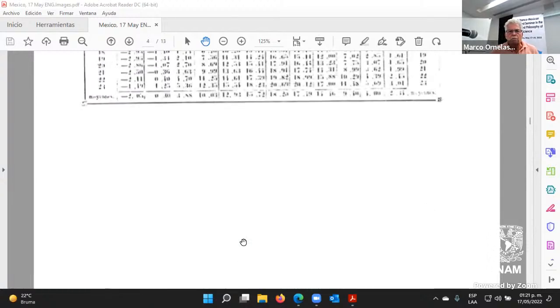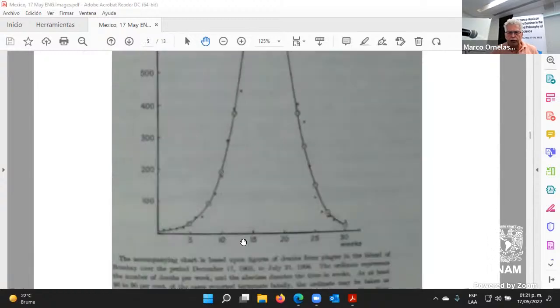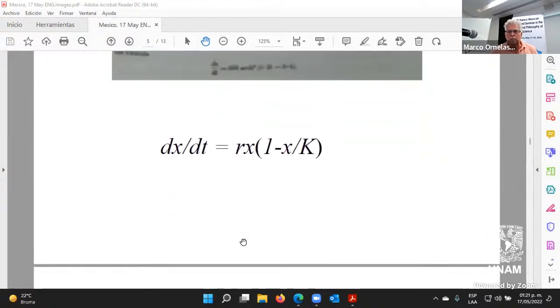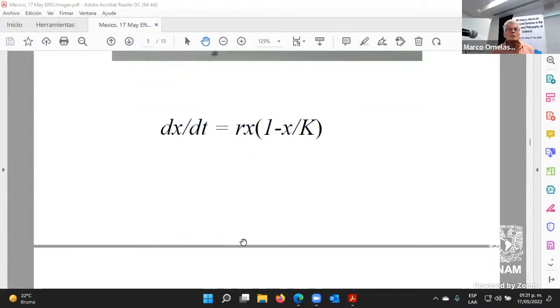So where have I put the Verhulst equation? Sorry, here it is. I forgot to give you the Verhulst equation, but I suppose it's no problem. You have X depending on time, so you have the derivative, and it is correct. dX over dt is equal to R, a coefficient, times X times (1 minus X over K). Now, I'm trying to find a second line of inspiration for Verhulst.